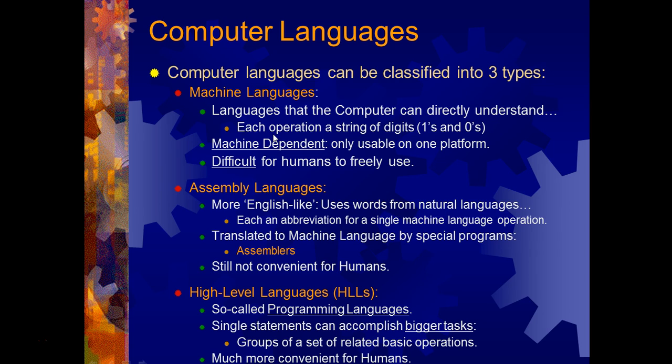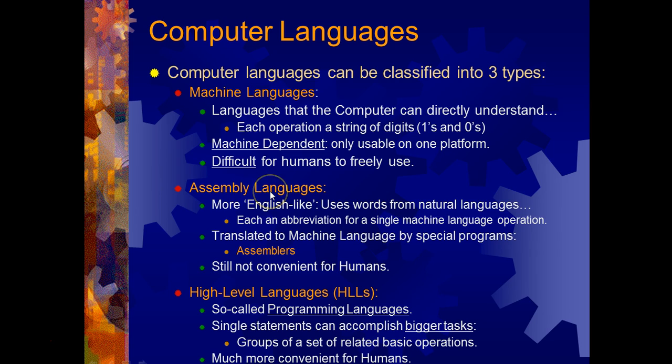And machine languages are dependent on the machine that you're using. So you might write a program in machine language for one computer, like on a Windows computer, but it wouldn't make any sense on a Mac computer or a Linux computer. And also, obviously, it's difficult for humans to freely use because it's zeros and ones. It's very hard to read a program that consists of zeros and ones.